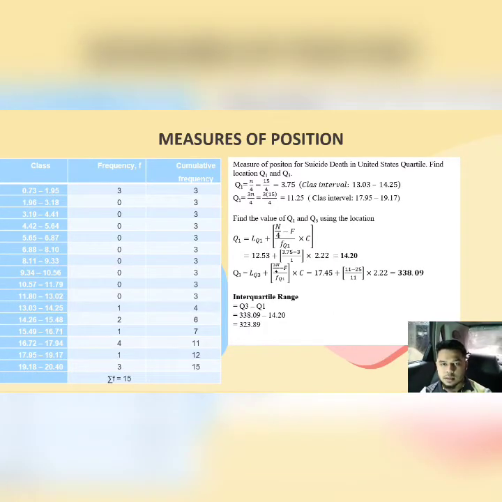Okay, measure of position. To find the value of measure of position, we must find the locations of Q1 and Q3. After we calculate, we find that Q1 is 14.20 and Q3 is 338.0109. After this, we must find the interquartile range, and after we calculate, we find 323.89 for the interquartile range.